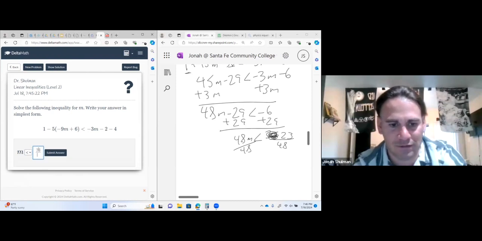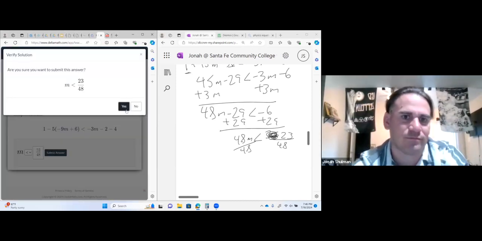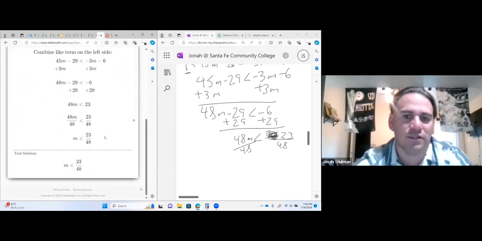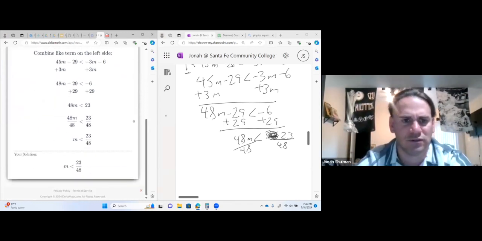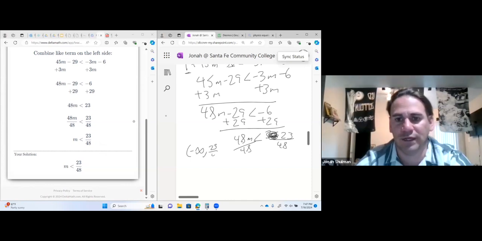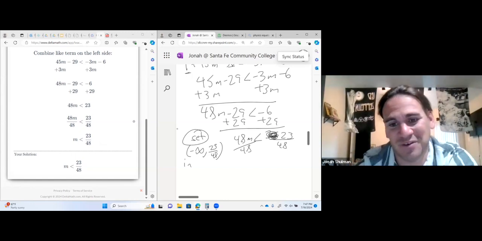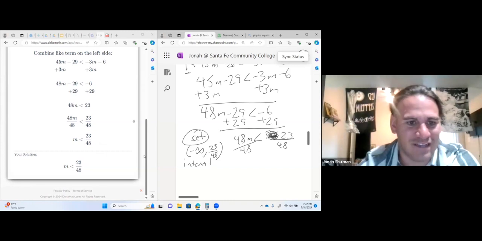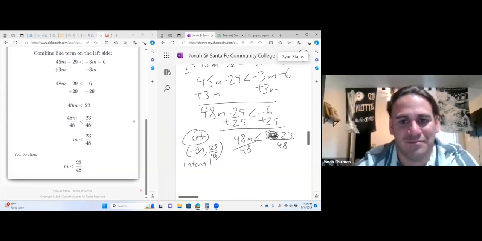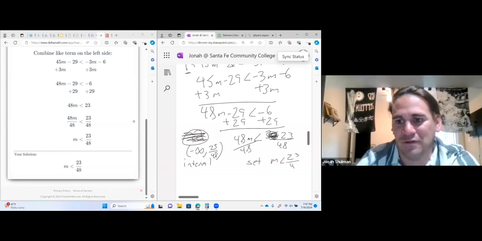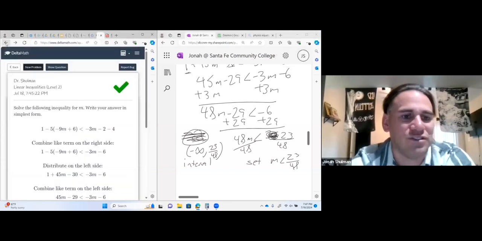Let's see if I did all that right. I could have made a mistake somewhere. We did it all correctly. And this is how it should look. Since it's going to be less than, negative infinity to 23 over 48. This is called the set notation. Oh, sorry, I'm a big liar. This is your interval. There's your set. That's your set notation. So your set would be m. There we go. Having notation is good.